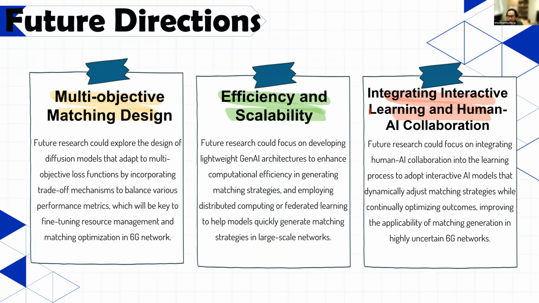Data processing efficiency and scalability can be explored further, where we ask how we can make the generative diffusion model more decentralized in such a way that we can deploy it on different devices and be able to scale up the number of users that we can support. It can also be integrated with interactive learning and human-AI collaboration, for example, using generative AI. So this is the first part of the talk.